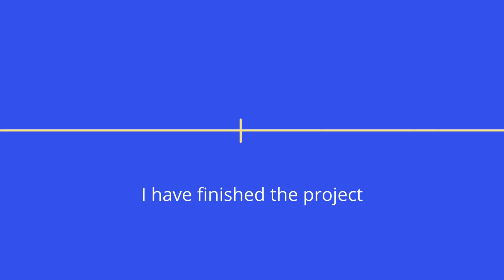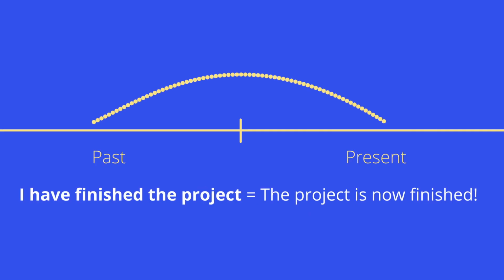Although you finished the project in the past, it affects the present. The project is finished now, so you probably need to take next steps. For example, inform stakeholders, get feedback, plan the launch, etc. That's what we mean when we say that it connects the past and the present. Something was done earlier and it has results or consequences now.